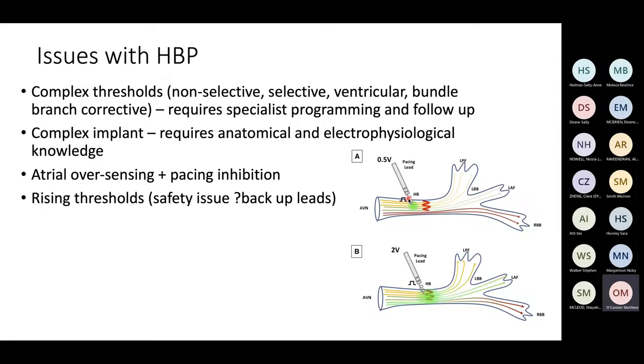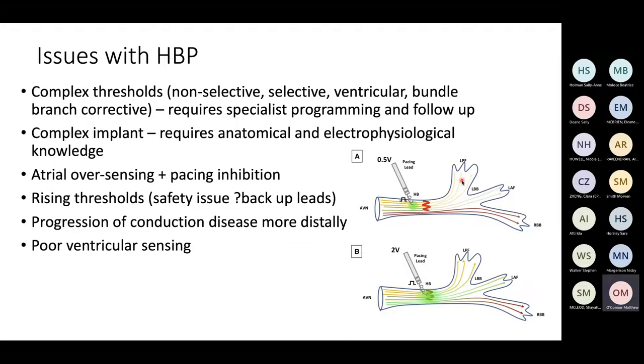There's also rising pacing thresholds. So over time, these things get worse, is the long and the short of that. And there's a question: if you pace here, what happens later in this person's life if they get some disease here? Then you haven't solved the problem at all. You've just delayed the problem occurring until later.